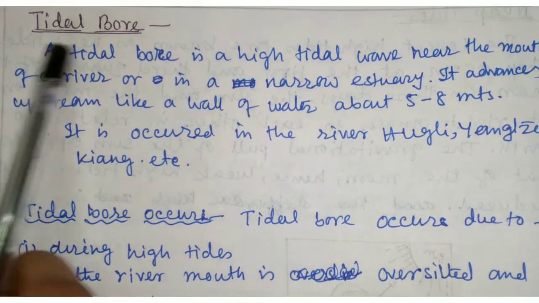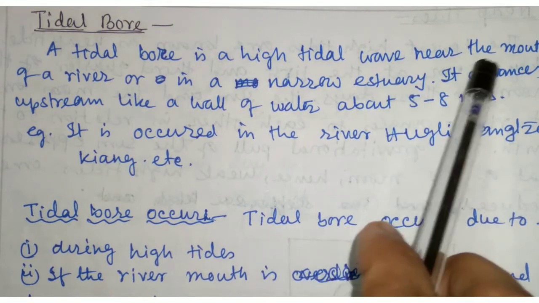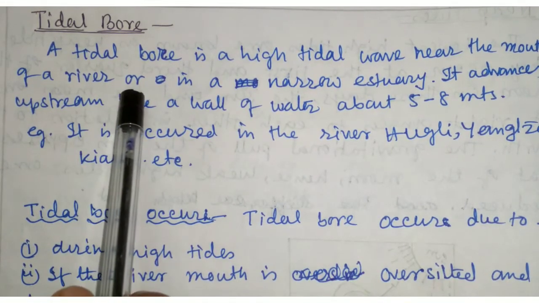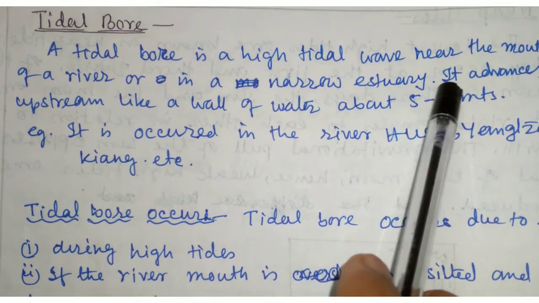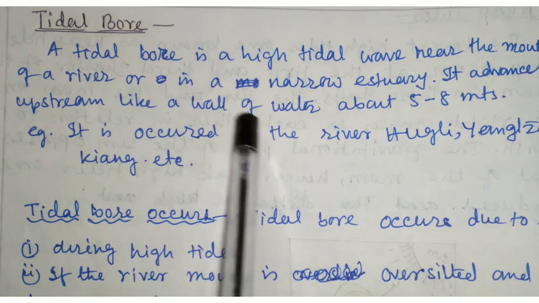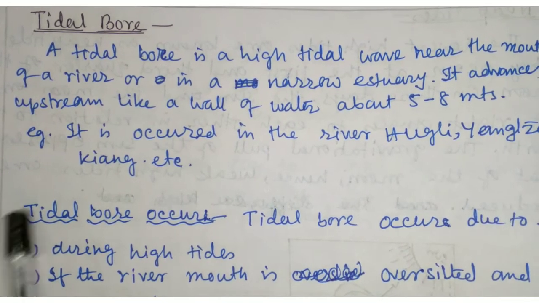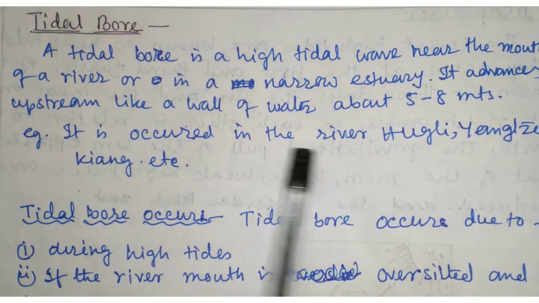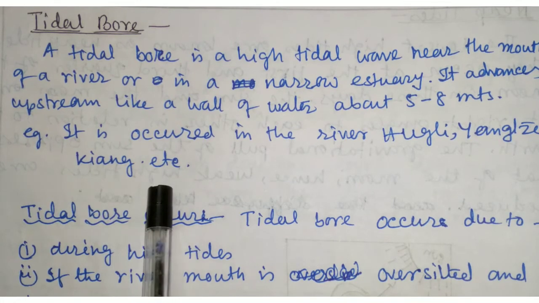What is a tidal bore? A tidal bore is a high tidal wave near the mouth of a river or in a narrow estuary. It advances upstream like a wall of water about 5 to 8 meters. As for example, it occurs in the river Hooghly, Yangtze-Kiang, etc.